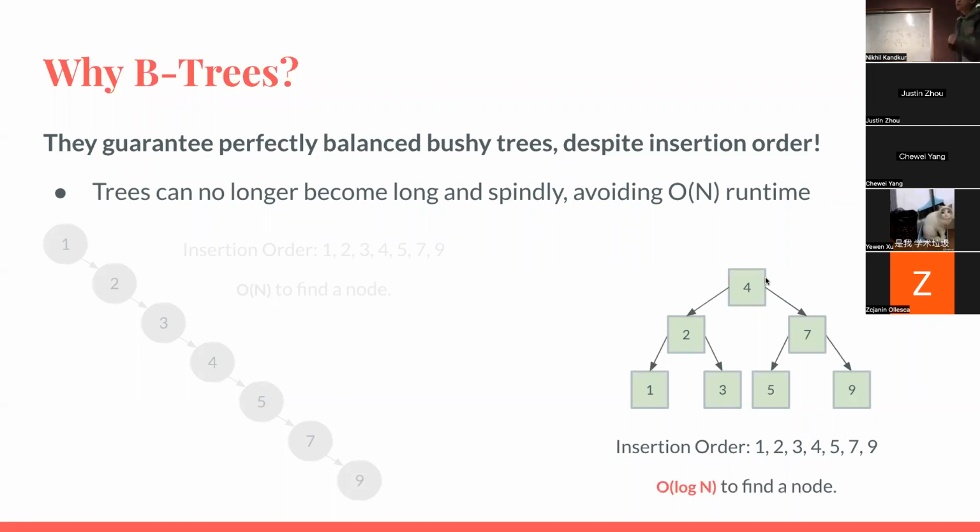But you can see here now, if we have the exact same insertion order, it gives us a perfectly balanced bushy tree, right? Which means now when we try to find any node in this tree, it's going to take at most log n hops. We avoid this super long spindly tree on the left, which takes us at most n hops. And we have this, wow, we can insert in any order and we get a perfectly balanced tree. It just guarantees better runtime. Any questions to this? Like why B trees matter? Why would we use them?